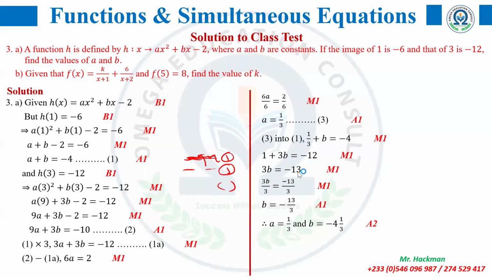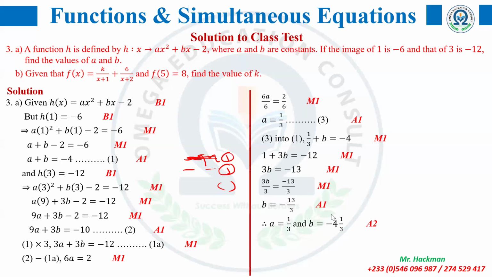I move this one to the side, minus 13. Write it again before I divide. So I had B to be equal to minus 13 on 3. So I come and draw my conclusion. Therefore, A is equal to 1 over 3 and B is equal to minus 4 whole number 1 on 3. Remember, you don't conclude with an improper fraction unless otherwise stated. As for decimal, no, you avoid decimal totally.